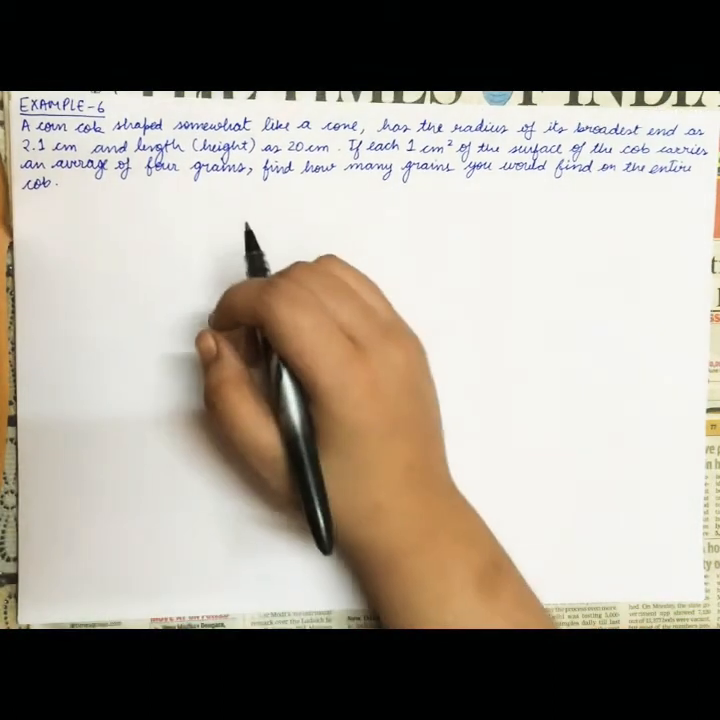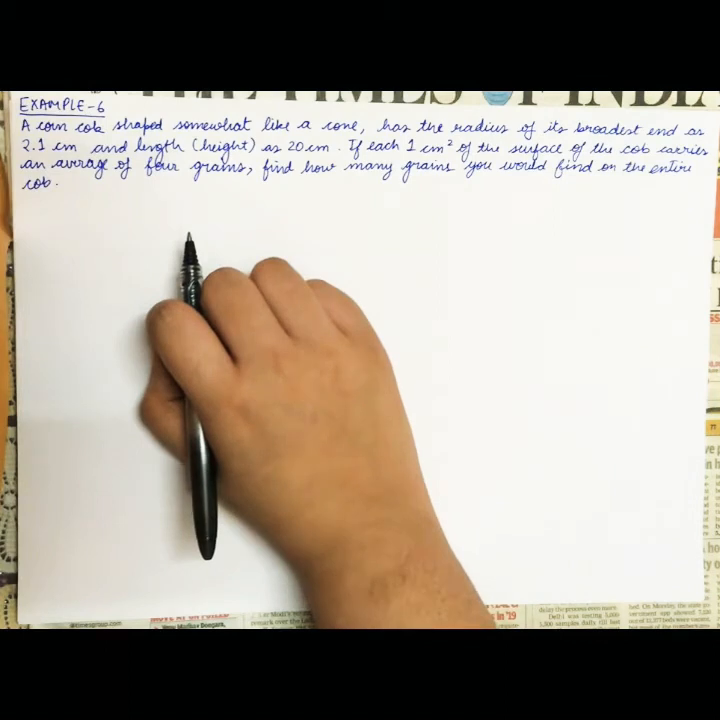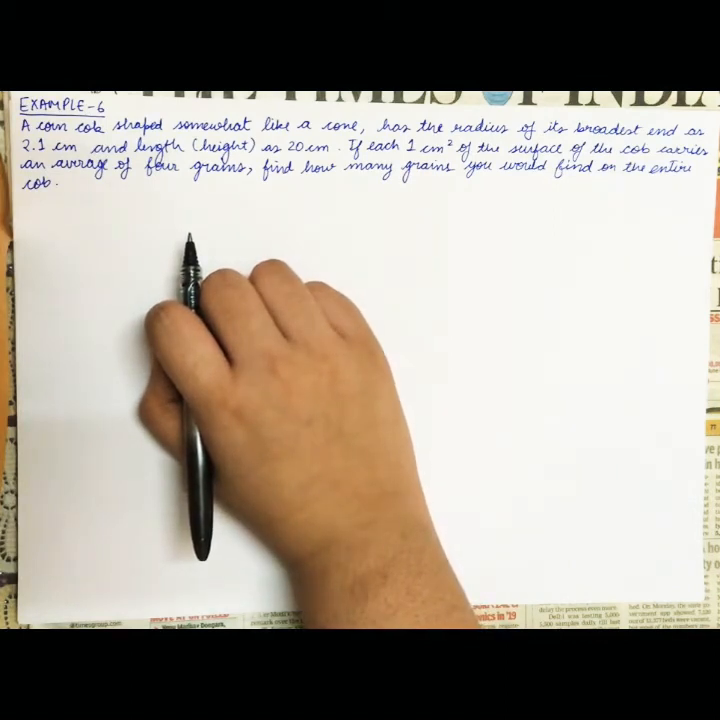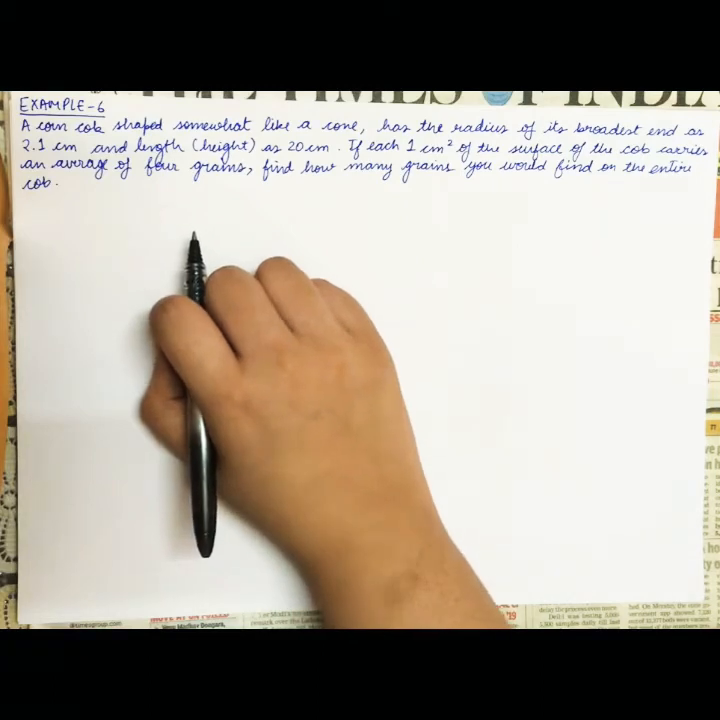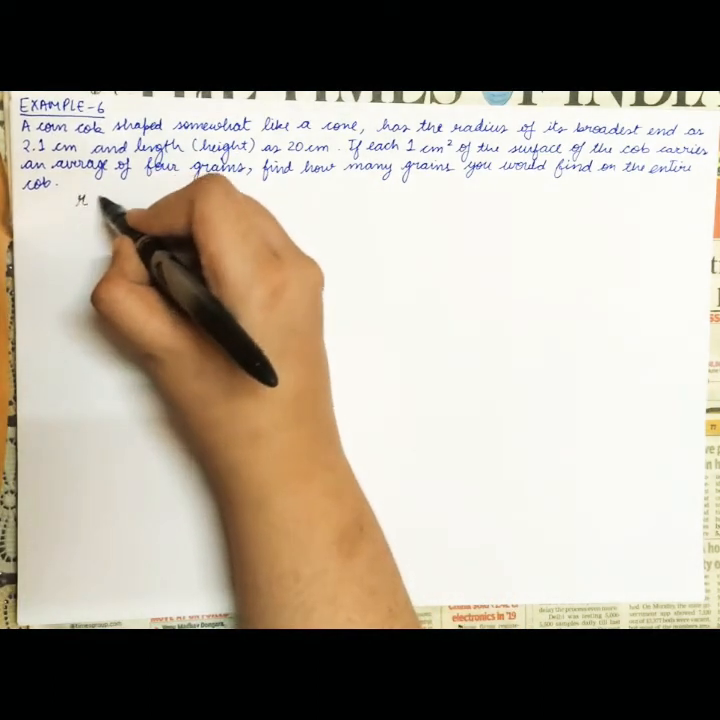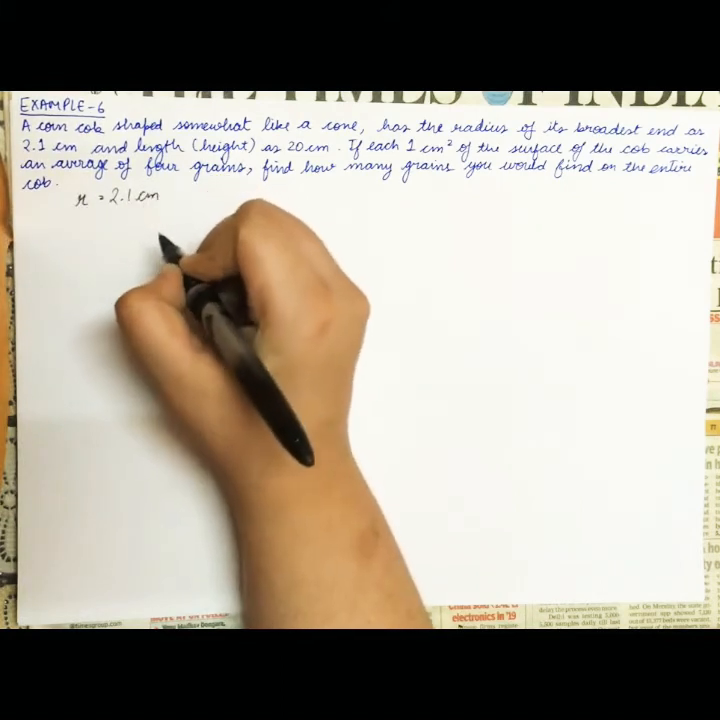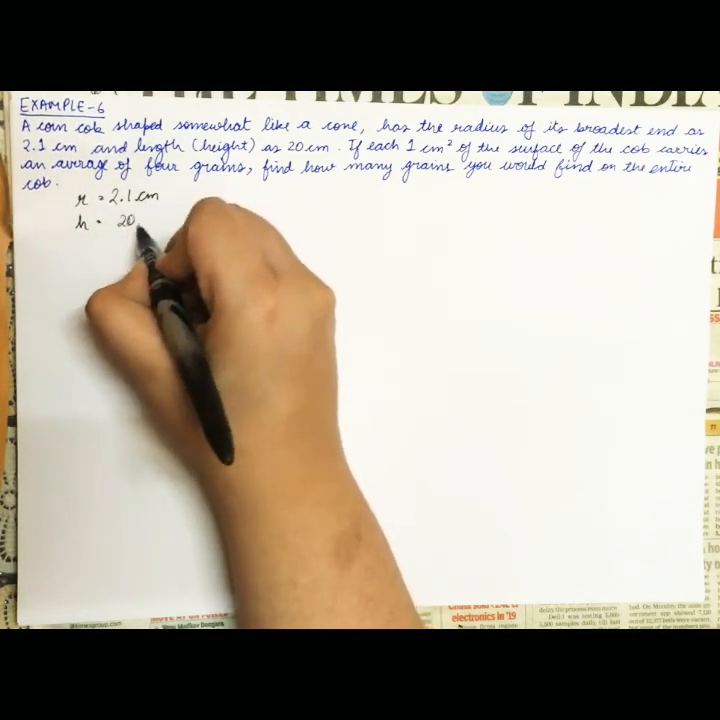Example number 6. A corn cob shaped somewhat like a cone has the radius of its broadest end as 2.1 centimeter and the length, which is the height, as 20 centimeter. If each 1 centimeter square of the surface of the cob carries an average of 4 grains, find how many grains you would find on the entire cob. Now for this we have to find the curved surface area of the cob. First we'll mention what is given to us. Radius is given as 2.1 centimeter and the height is given as 20 centimeter.